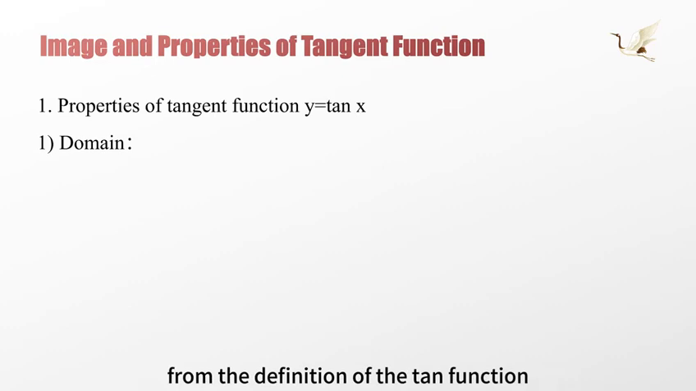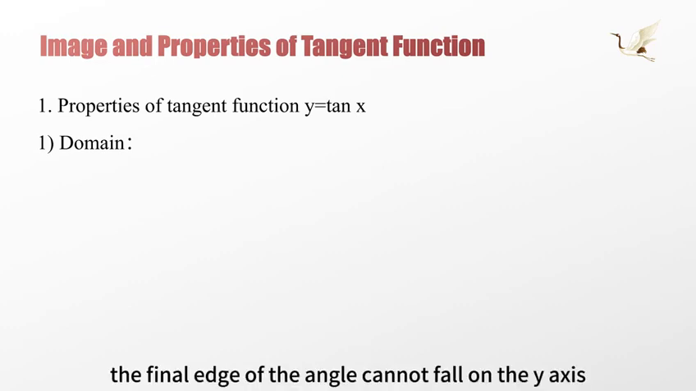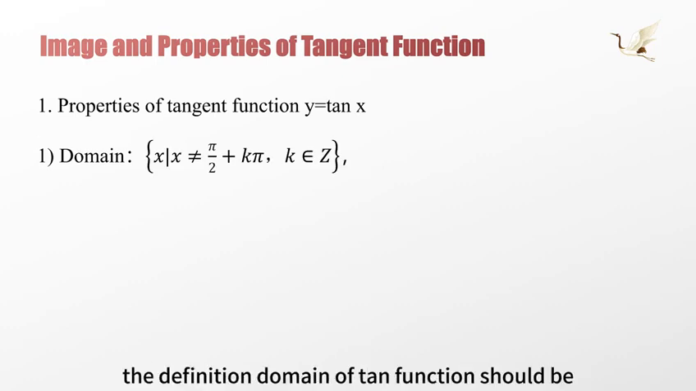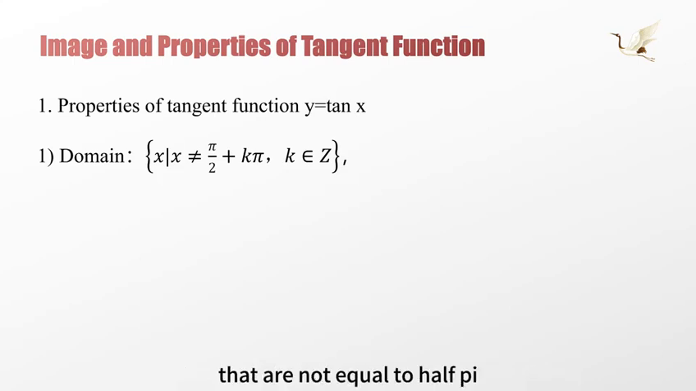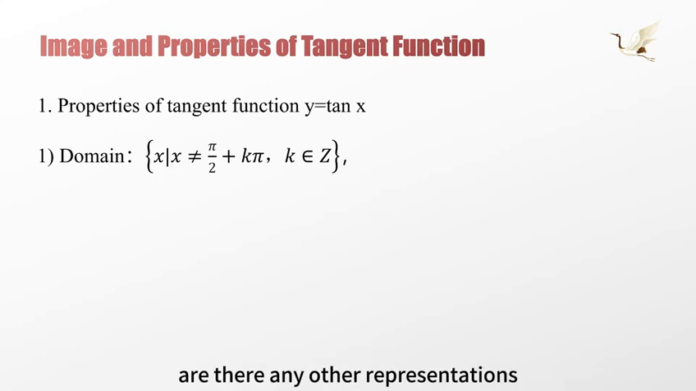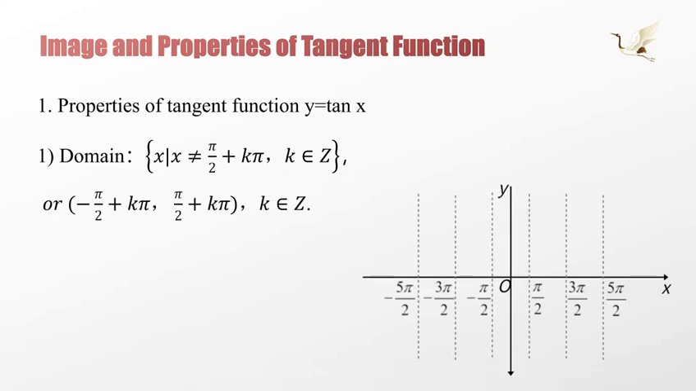From the definition of the tangent function, we know that the terminal side of the angle cannot fall on the y-axis. Therefore, the domain of the tangent function should be the set of all real numbers that are not equal to half pi plus k pi, where k belongs to Z. In this form, we remove all values that cannot be obtained from the set of real numbers. Are there any other representations?